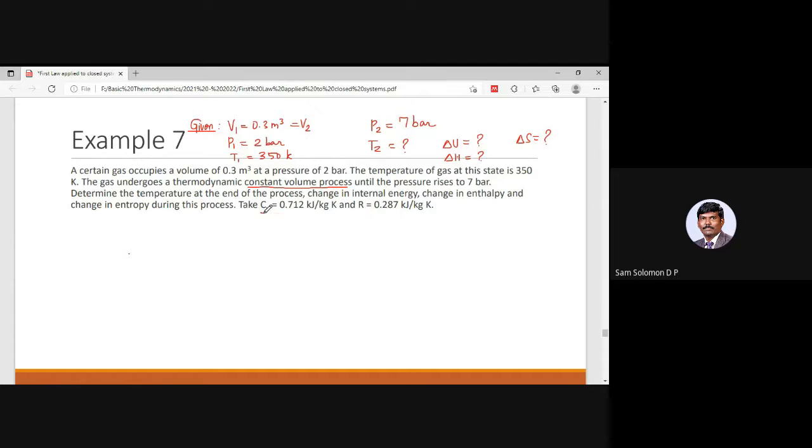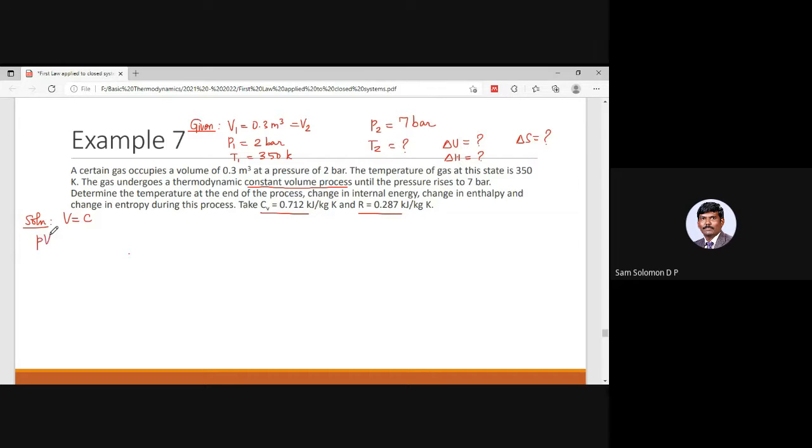Take Cv, they have given the value of Cv and the value of R, in kilojoule per kilogram Kelvin. When we substitute in joules, you have to multiply it by 10 to the power 3. So these are all the given details. Now let's go step by step. The first question is they want us to find the value of this temperature. So let's say solution, it is a constant volume process.